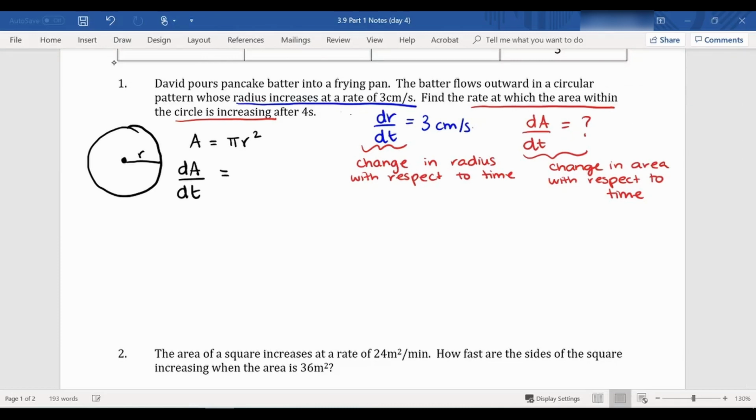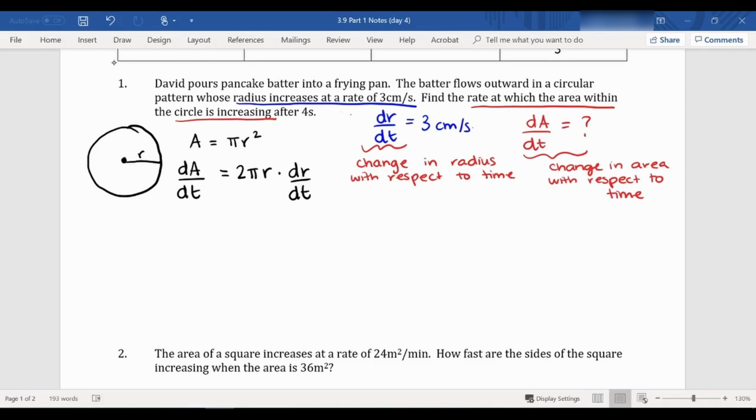On the right, I would have to bring the 2 down in front, and I would get 2 pi r dr/dt, because I'm doing my derivative of this formula with respect to time. If I did it with respect to r, I would have dA/dr equals 2 pi r. However, the problem there is that I wasn't told dA/dr in the question, and I wasn't asked for dA/dr. I was asked for the rate at which the area is increasing, which would be with respect to time.